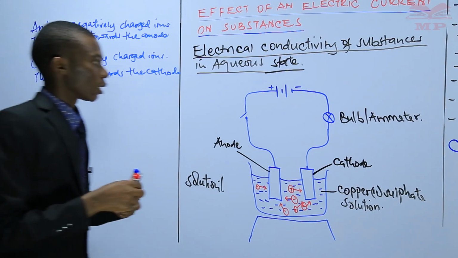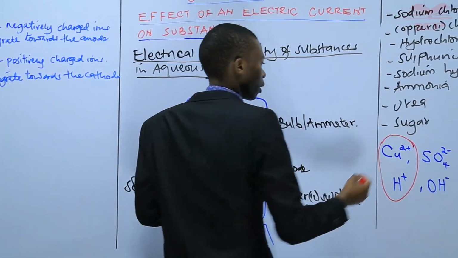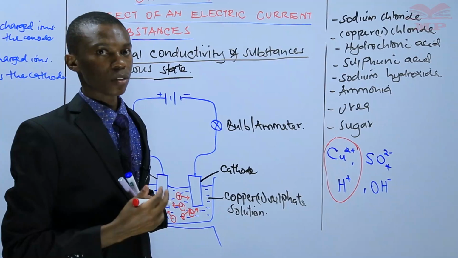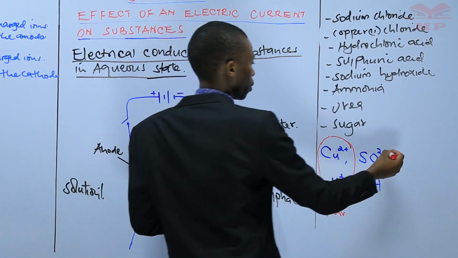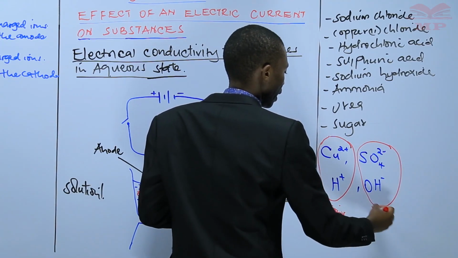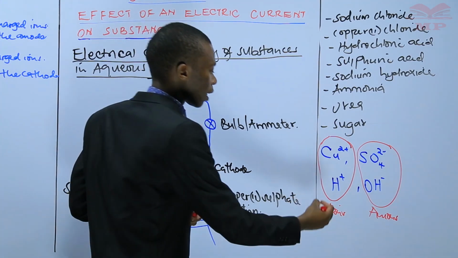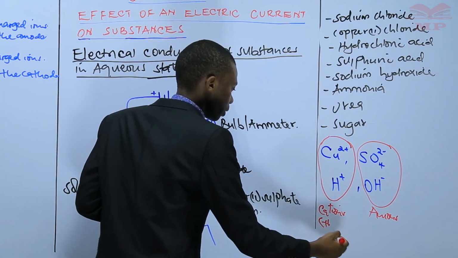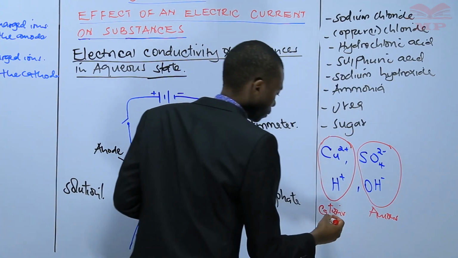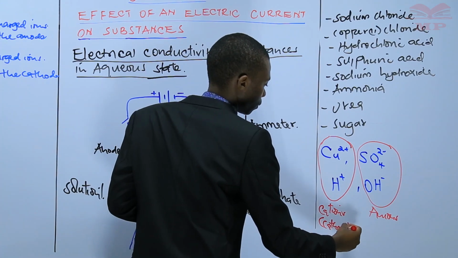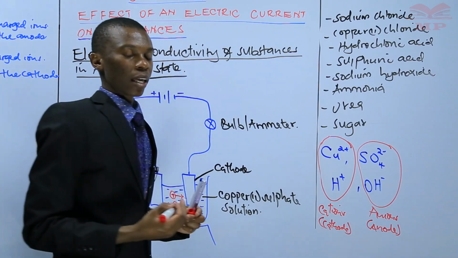In our case, these two, the copper ions and hydrogen ions, are cations. They are positively charged, while these two are anions. They are negatively charged. Therefore, we expect these cations at the cathode, and the anions at the anode. They are going to migrate towards the anode.